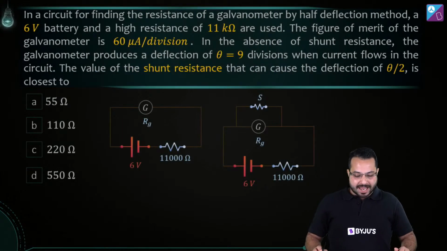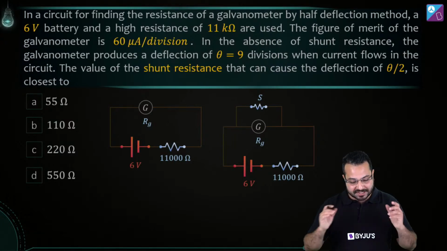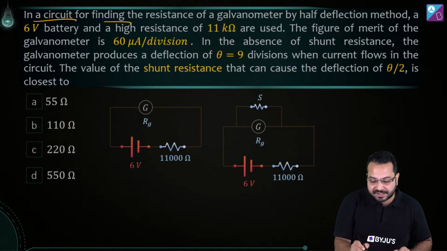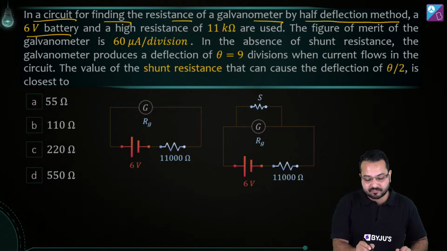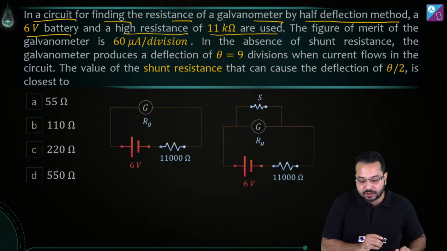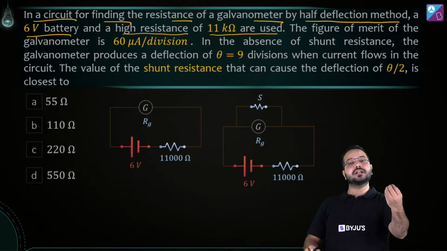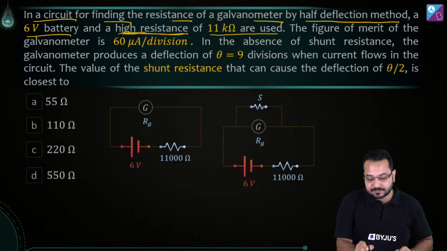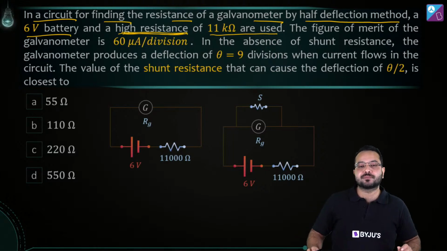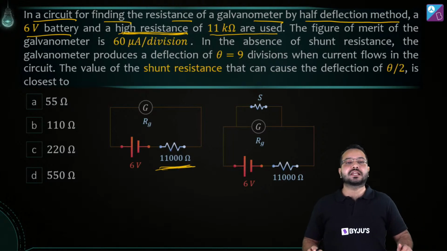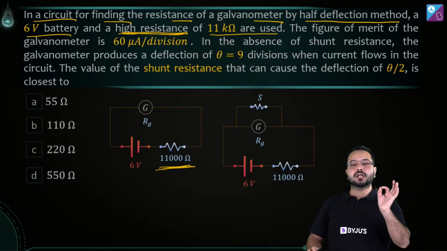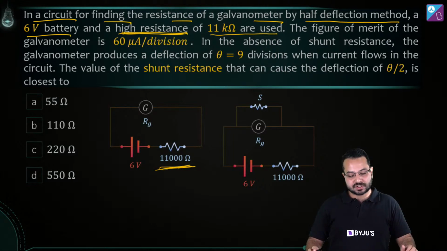We now have a question on electrical instruments, which is also a very important part of this chapter. Let's look at this question. In a circuit for finding the resistance of a galvanometer by the half deflection method, a 6-volt battery and a high resistance of 11 kilo ohm are used. There is a hint in the question: a high resistance. When we use the half deflection method, we use a high resistance. We see this 11,000 ohm, 11 kilo ohm here. That is key information supplied in the question.